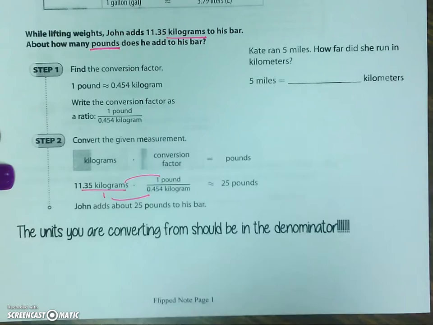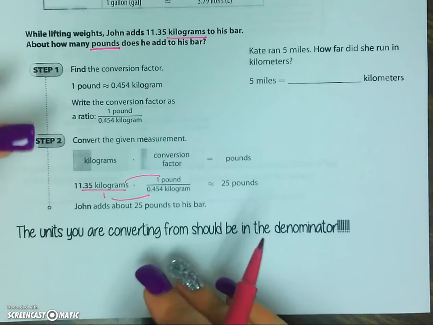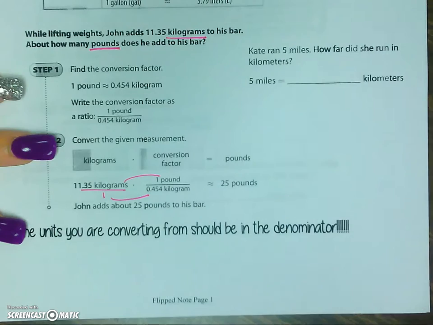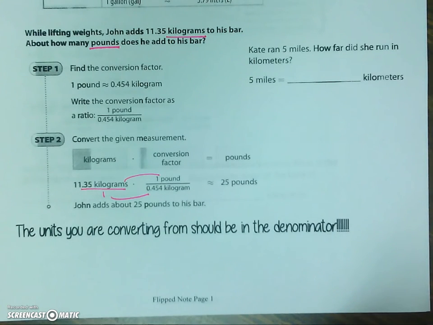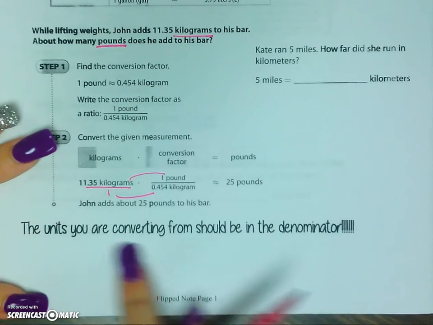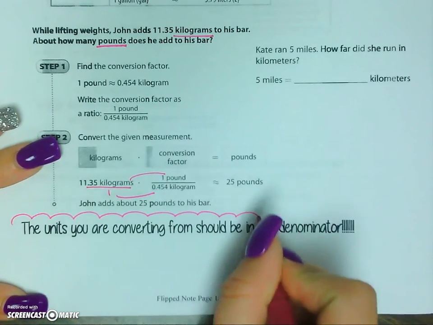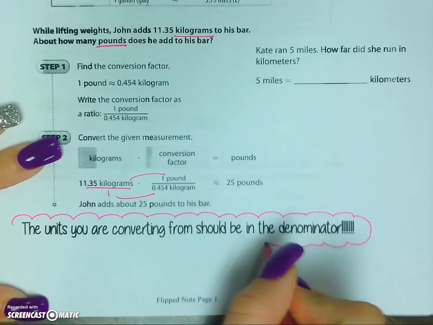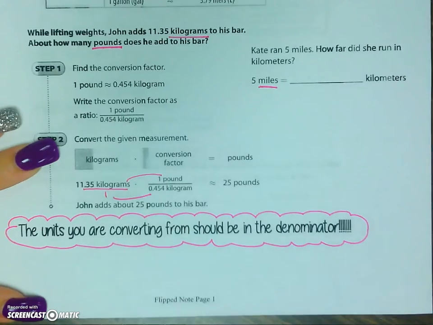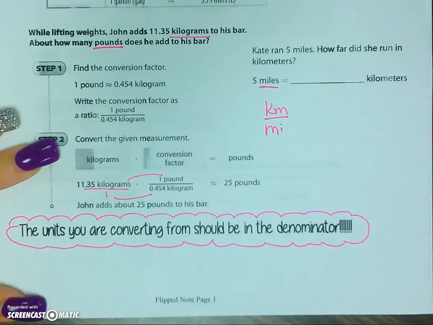Okay. Now, this is not my favorite way to solve. This is a great example, so if you want to use this way, that's fine. I'm going to show you how I like to do it and how I really want you to do it on this example right here. It says Kate ran 5 miles. How far did she run in kilometers? If you look down here, I left you this wonderful message. It says the units you are converting from should be in the denominator. So the units I'm converting from in this one is miles. So for my word ratio, I'm going to put miles in the denominator and kilometers in the numerator.